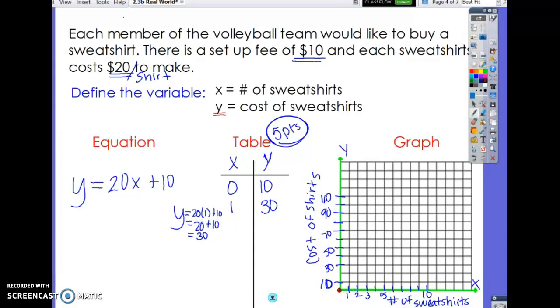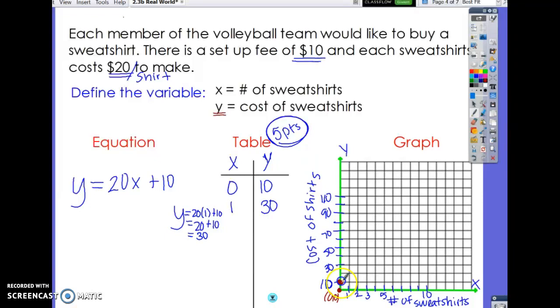So we could get 0 right here in this corner is our origin, 0, 0. Okay. So we could buy 1 sweatshirt, 2 sweatshirts, 3 sweatshirts, so on and so forth. So now that we have our x and y-axis all set up, we can start graphing. Well, we're going to start with our y-intercept. Remember, that is our starting value. So I'm going to graph 0 sweatshirts is $10.